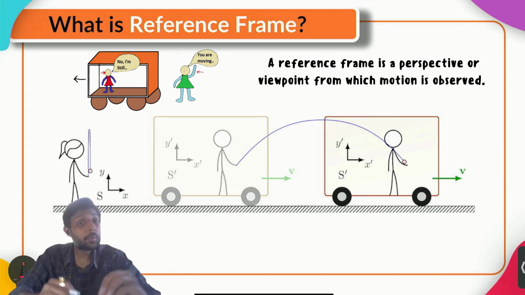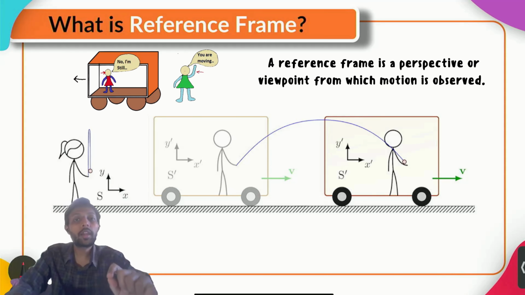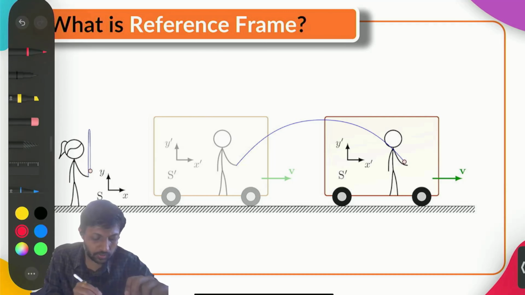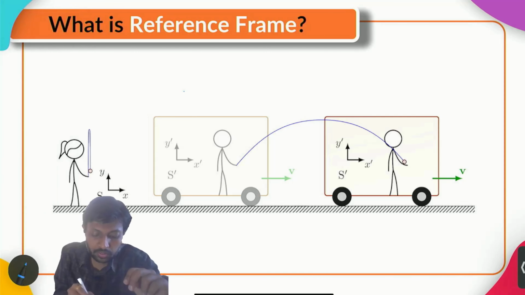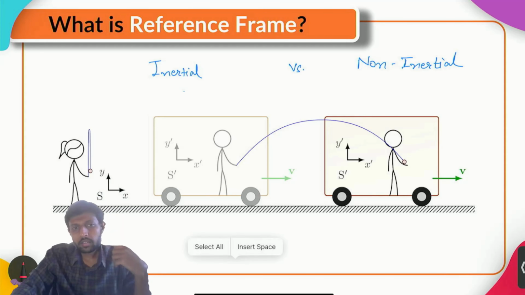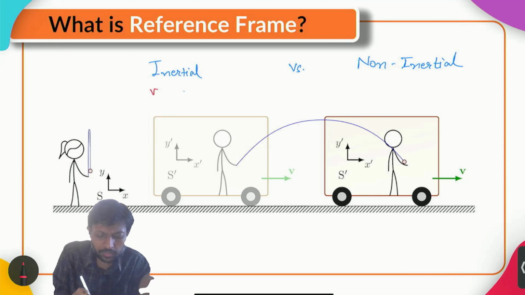The reference point itself can be moving, it can be at rest. Sometimes the reference point itself is accelerating. So based on this, we classify reference frames into two parts. One is the inertial frame of reference, and the other is non-inertial frame of reference.